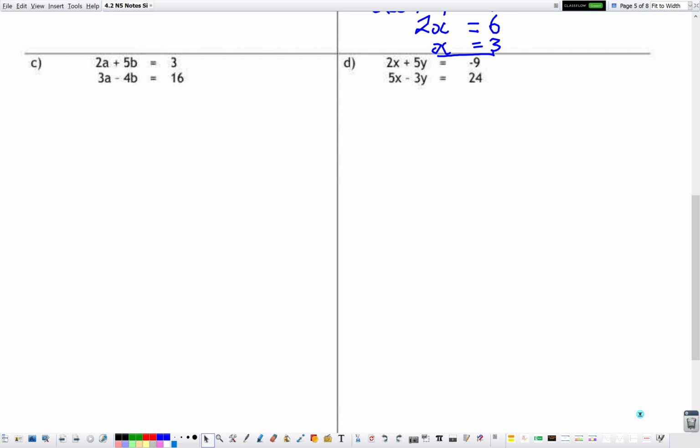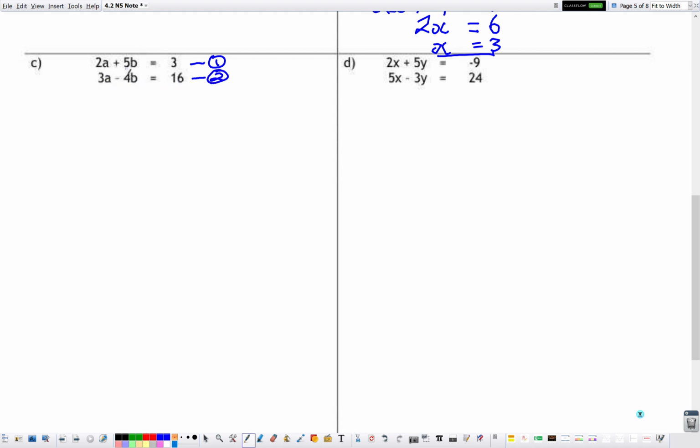So if we look at our two equations, if you can copy them down, we've got 2a plus 5b equals 3. That's going to be equation 1. And 3a minus 4b equals 16. That's going to be equation 2.